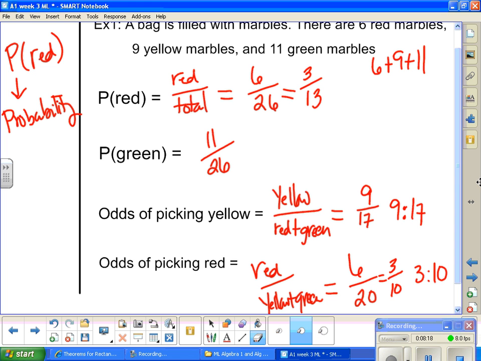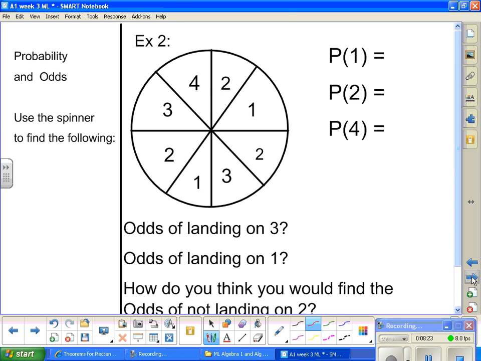Okay. The next one. Example 2, probability. Use a spinner to find the following. So if we had a spinner, we want to know what's the probability of landing on a 1, a 2, and a 4. So I'll give you about a minute or so to write down something. You may just want to quickly copy the circle, the spinner.